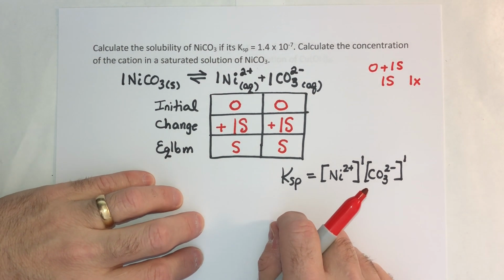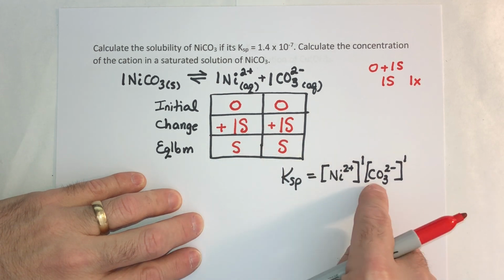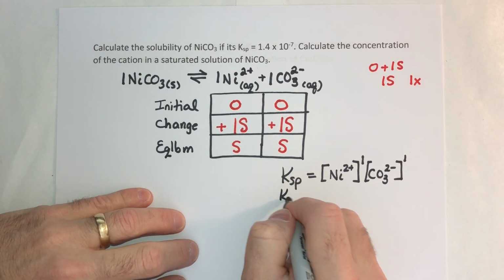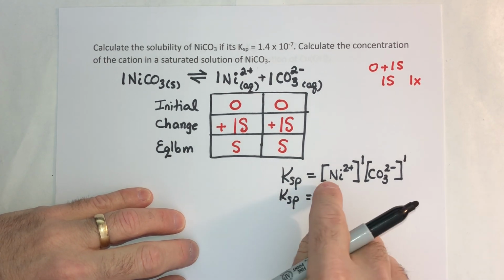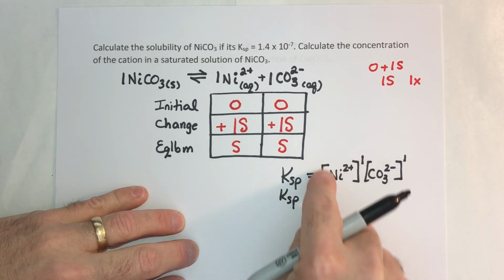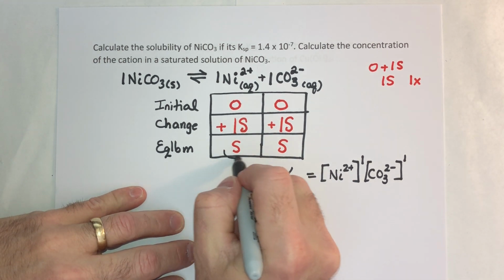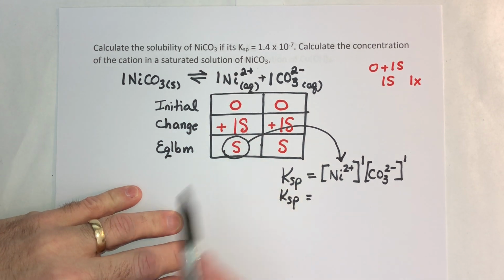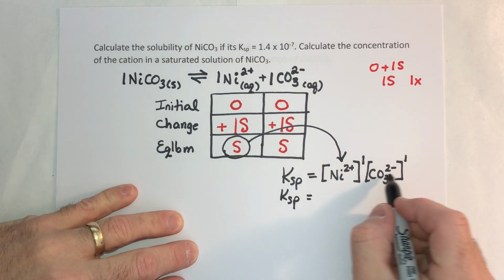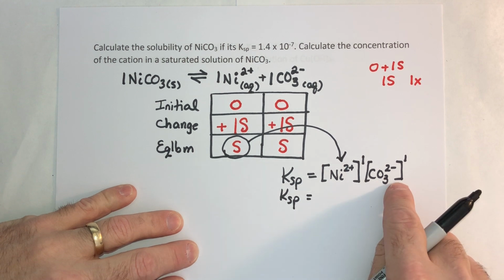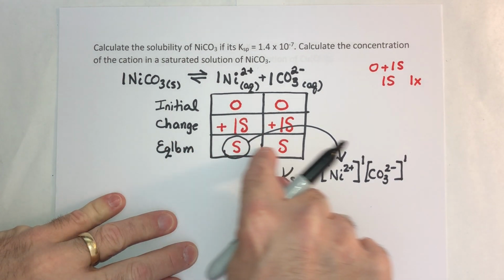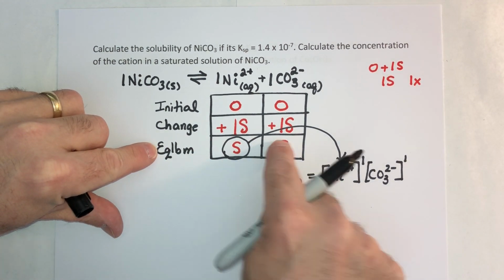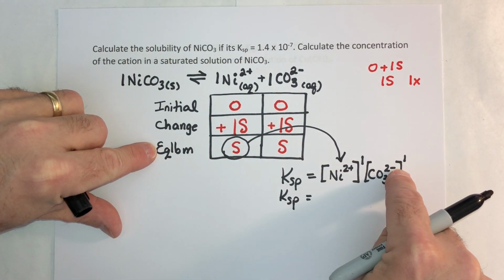Now, what I'm going to do is substitute these values into my equation. If we talk about our Ksp, there is my Ksp. How much nickel 2+ do you actually have? Well, I have S of it, right? How much nickel 2+? I have S. Now, this is an equilibrium expression. Because this is an equilibrium expression, you have to use the equilibrium concentrations, right? They go together. Equilibrium concentrations go into the equilibrium expression.